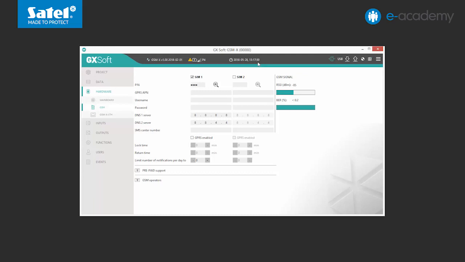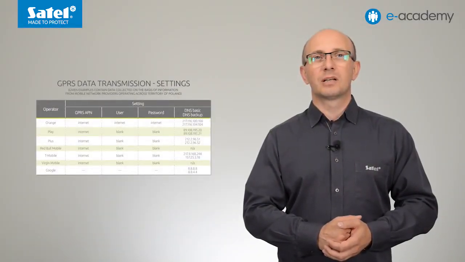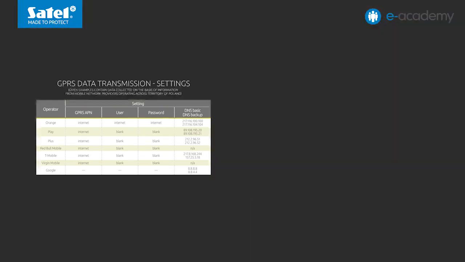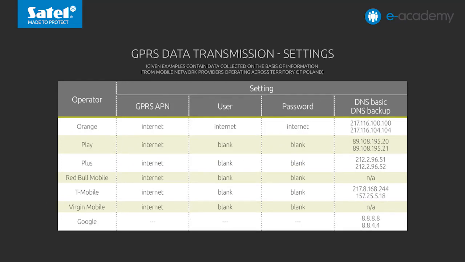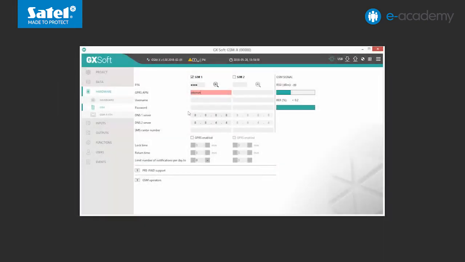Okay, now we'll start configuring the Internet GPRS connection settings. Please note that the configuration data for the GPRS communication will vary depending on the operator. In one of the previous episodes, we prepared a table containing a set of configuration data for several operators active in Poland. If you do not know the address of the chosen operator's DNS server, you can use the address provided by Google. By the way, these addresses are set by default in the GXSoft program.